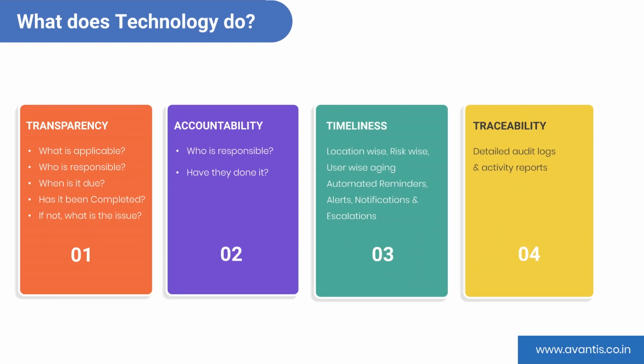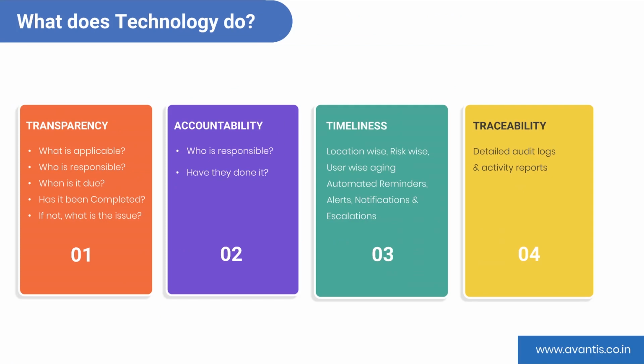So that's the accountability piece of it, where people can't hide behind the fact that I forgot, I was on vacation, or any of those, because the technology will keep them honest. The third is timeliness. Any compliance program is not effective without timeliness. And it's important that the timeliness is a key ingredient.